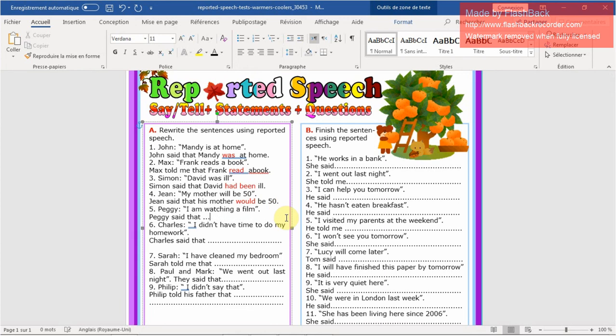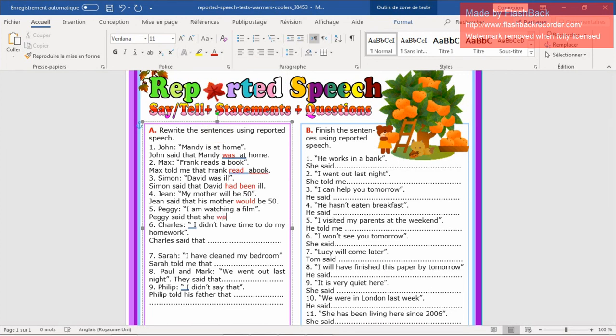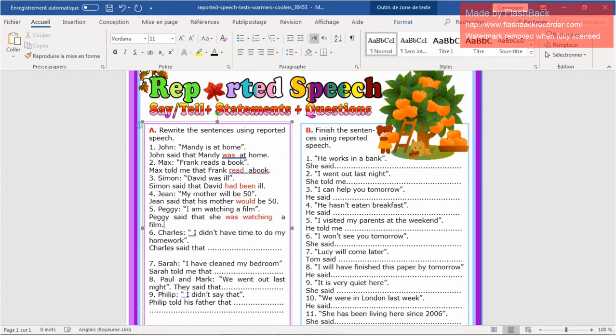Now number 5. I'm watching a film. Verb watch in present continuous. Present continuous turns into past continuous. Okay, so Piggy said that she was watching a film. Excellent.